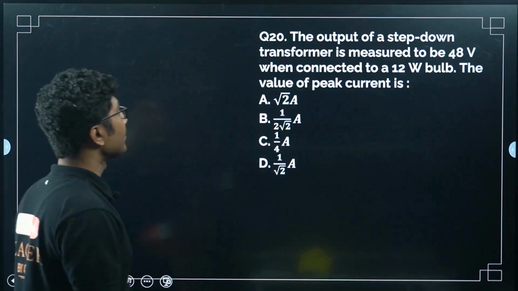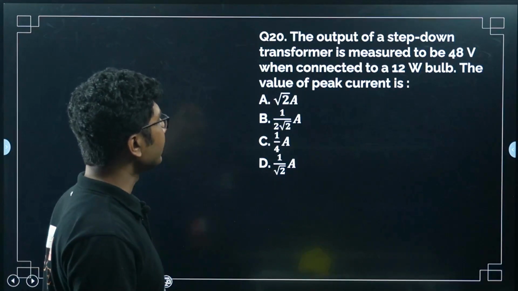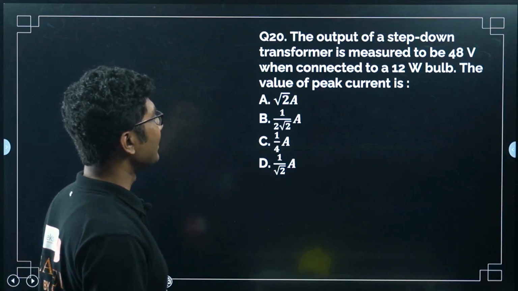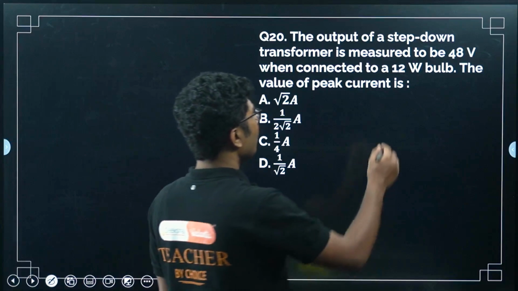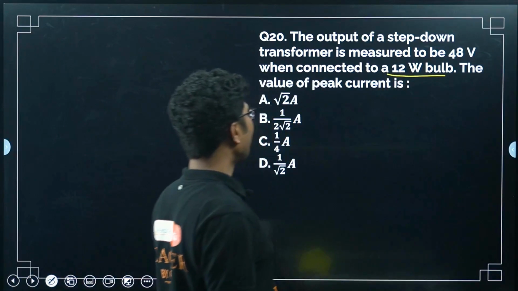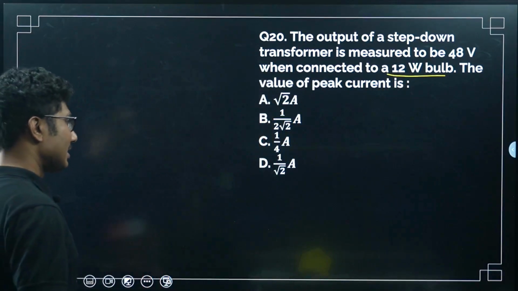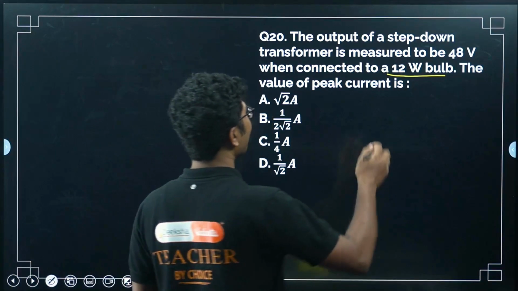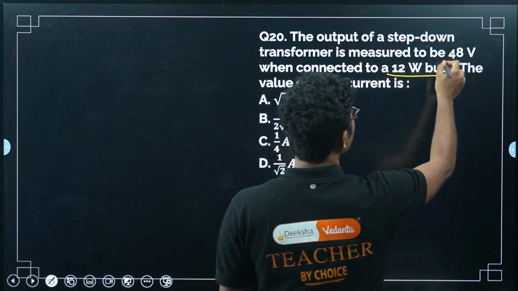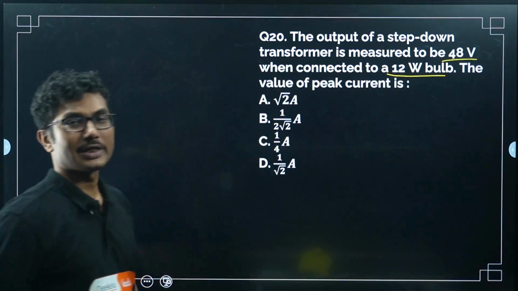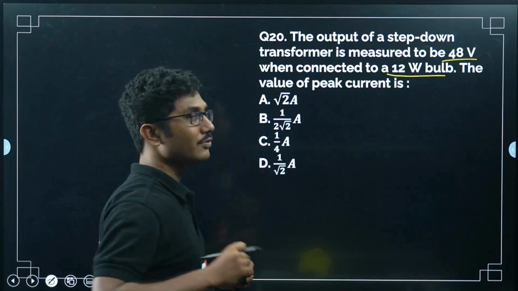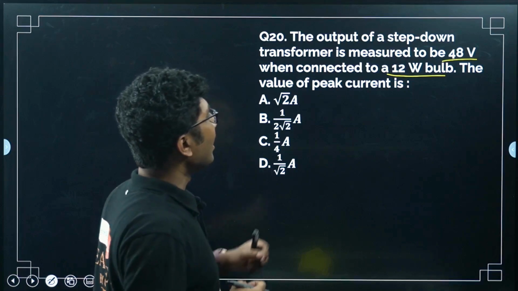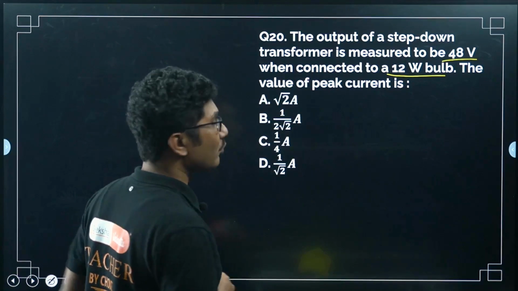Now let's move on. Question number 20. The output of a step down transformer is measured to be 48 volt when connected to a 12 watt bulb. The value of the peak current is? So what have they measured? They have measured the output voltage as 48 volts. Nothing is mentioned about this voltage, so that means this voltage has to be the RMS voltage. And power is 12 watt.